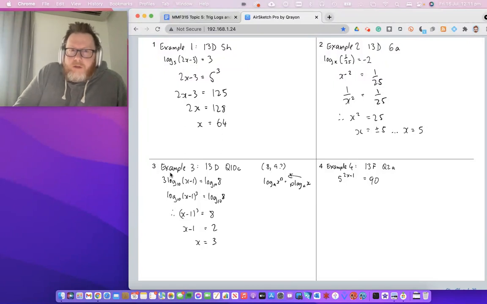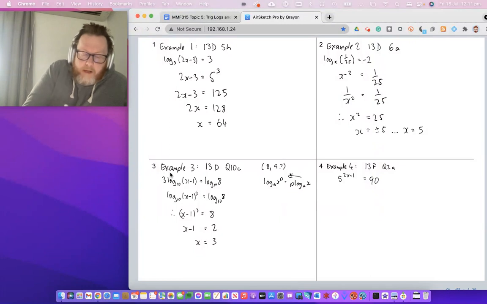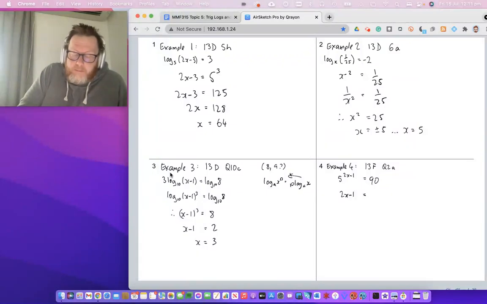First of all, I'm going to use the basic definition of my log to rewrite this. So I'll have 2x minus 1, which is the power, the exponent, is equal to log of the base, which was 5. So log base 5 of 90. Now, there's things I could do to try and manipulate this without a calculator, like 90 is 5 times, what is it? I'm having a mental blank here, 5 times 18. But I don't think it's really going to help. So I think it's calculator time, to be perfectly honest.